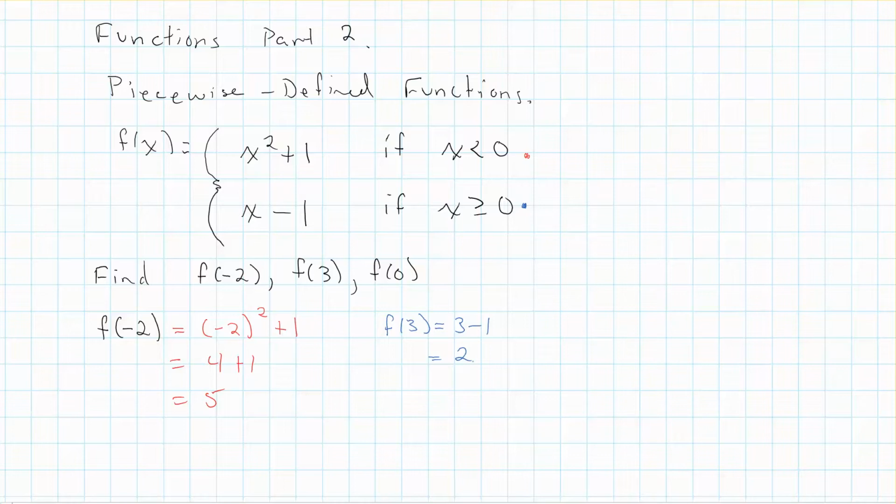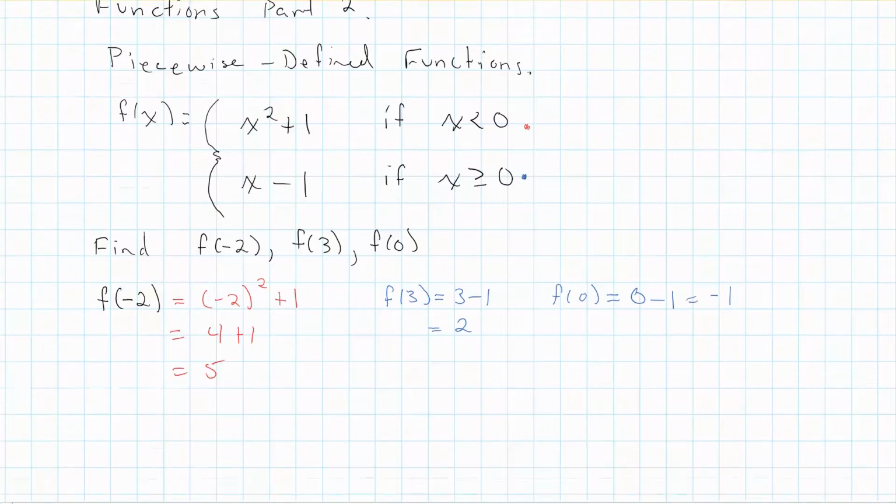And then the last one is the exact same thing here. The reason I included this one is it's at 0, and so you have to make sure you pick the correct piece, and of course you're looking for the portion that also allows x to be equal to 0. And clearly we can see on the second piece we have it being greater than or equal to 0, so I'd be using the second piece again, and so this would be 0 minus 1, which is equal to -1.